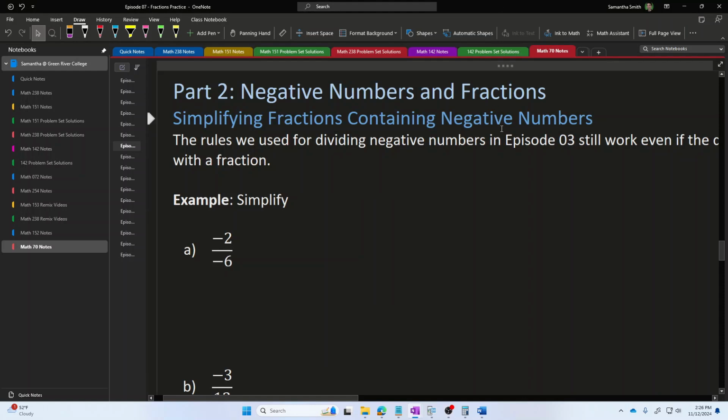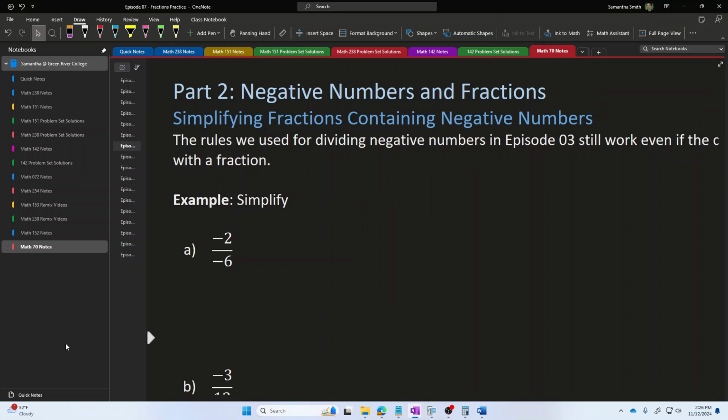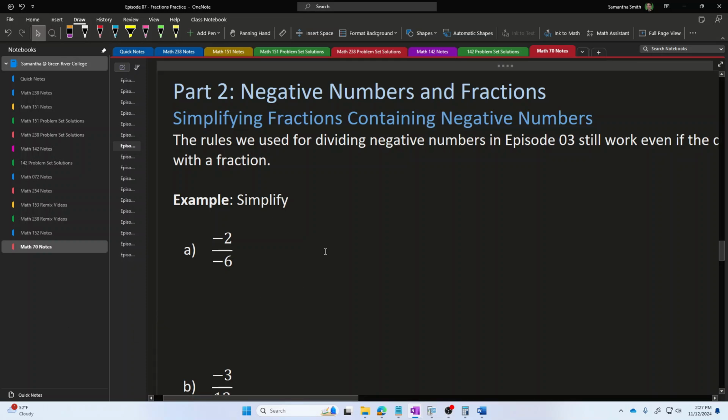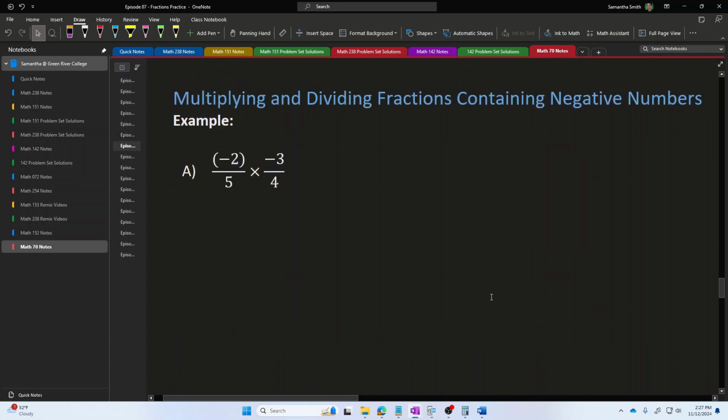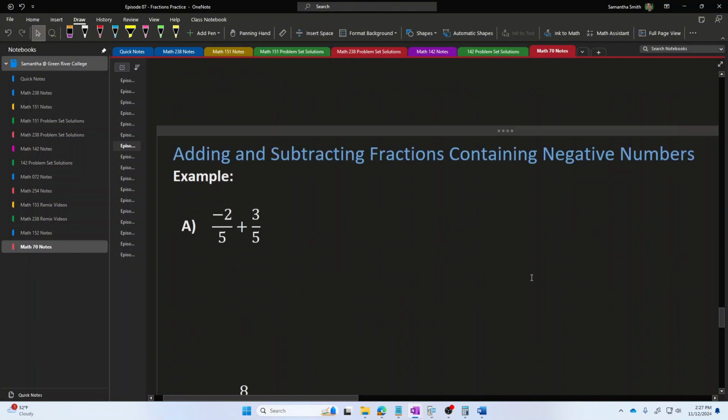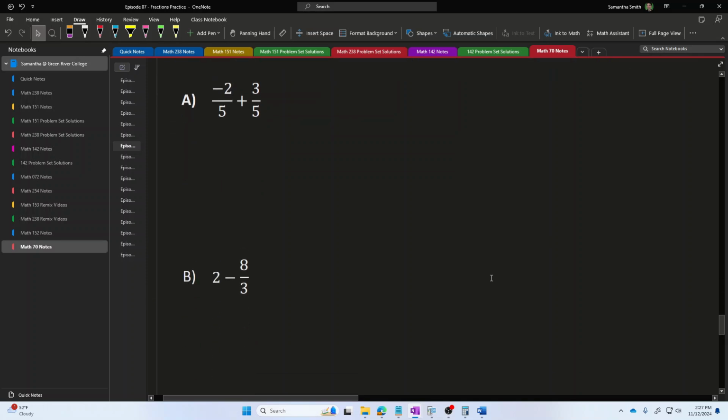In this part of episode 7, we're going to be talking about how to do calculations involving fractions that have negative numbers involved. We're going to be talking about how to simplify fractions containing negative numbers, how to multiply and divide fractions containing negative numbers, and how to add and subtract fractions containing negative numbers.